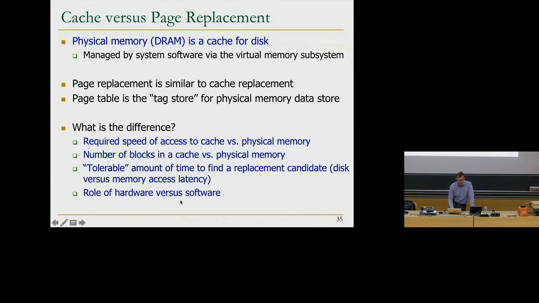And the role of hardware versus software is probably one of the most important. Normally, the caches that we have on processors are not managed by software. They're managed by hardware, as we've discussed. But in this case, we're managing the cache, physical memory, via software, right? The clock replacement algorithm is done by the operating system. Because you need huge data structures. You can manage this in hardware also, but you get into a lot of hardware overhead if you actually want to do the replacement in hardware. So the management of the physical memory is usually done in software.